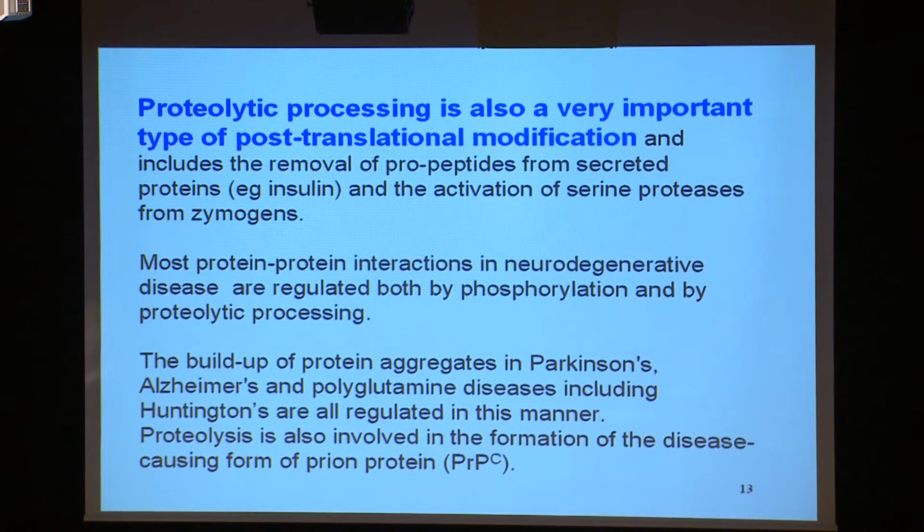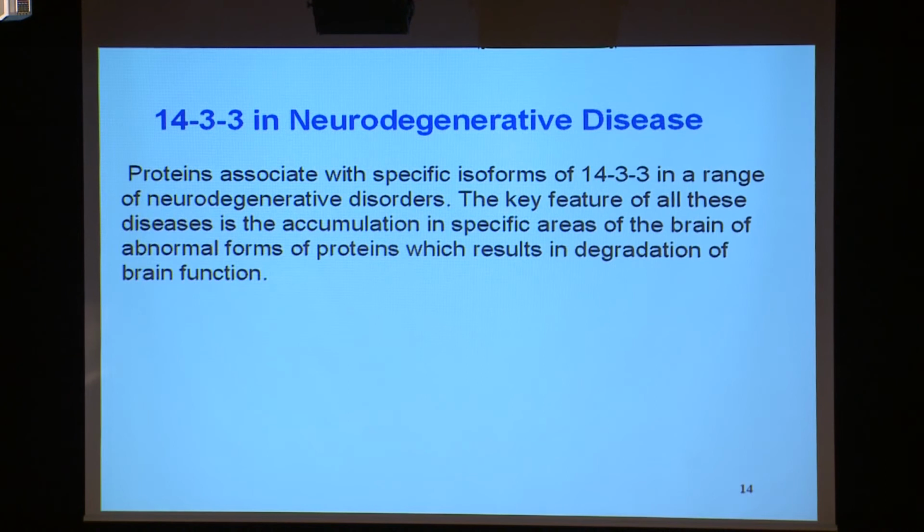And the build-up of these protein aggregates in these diseases is all regulated by phosphorylation and by proteolytic processing. And that's also including prion protein as well. So where does 14-3-3 come in to this story?